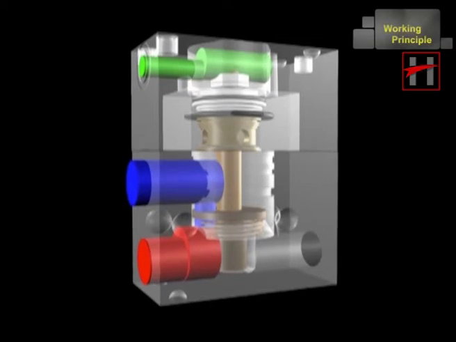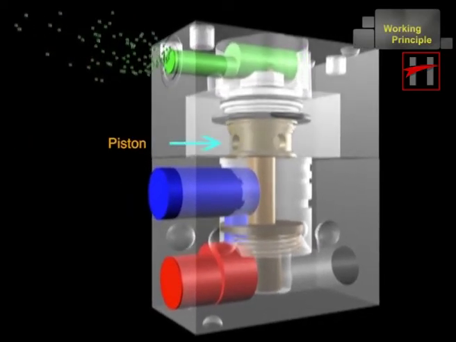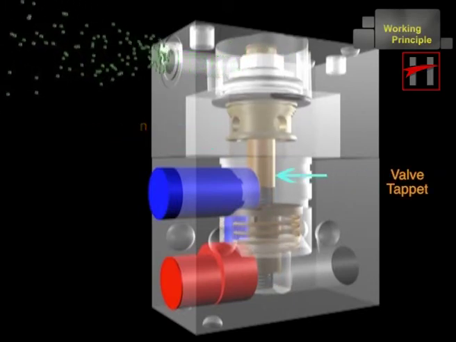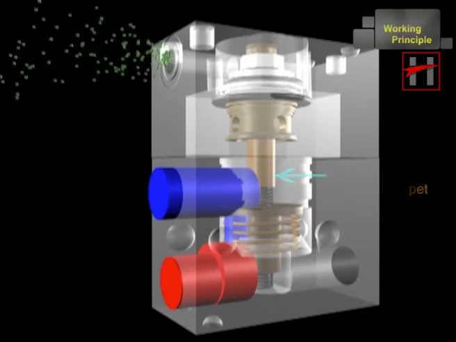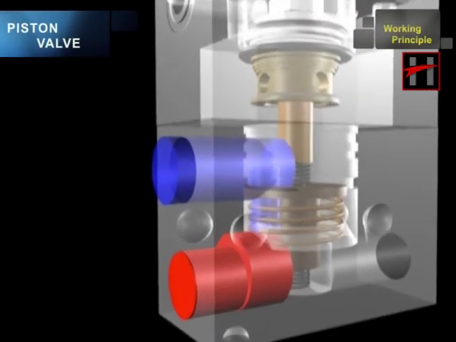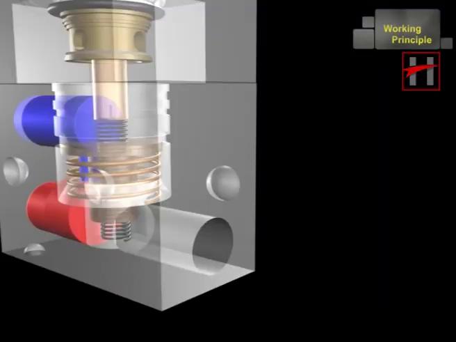In the absence of the control pressure Z, the piston in the housing is moved to the upper end position by the spring-loaded valve tappet of the actuating valve. Communication between supply port P and consumer port A is stopped. The consumer port A is vented through the exhaust R.